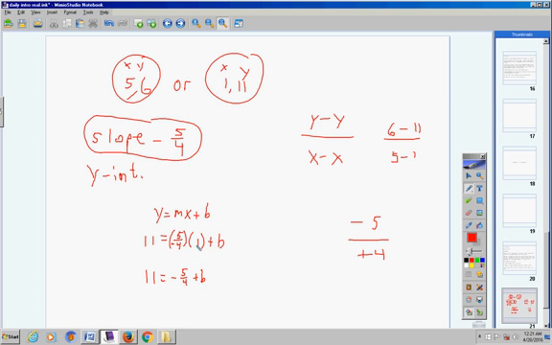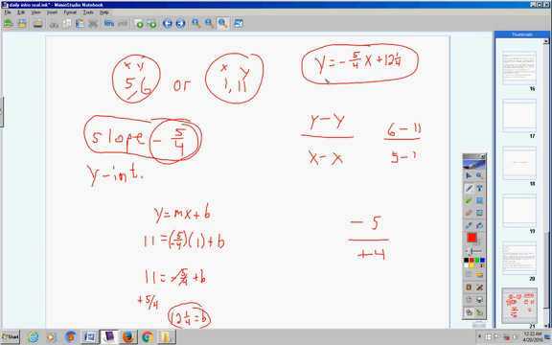Negative 5/4 times 1 is negative 5/4. Now bring the negative 5/4 over and make it a positive 5/4, and you're going to get 12 and 1/4. 12 and 1/4 equals b. So you know what the slope is, you know what b is, so now write your linear equation. Y equals negative 5/4 x plus 12 and 1/4, or 49 over 4, whatever you want to put. And there's your answer. I hope that makes sense, okay, Hope?